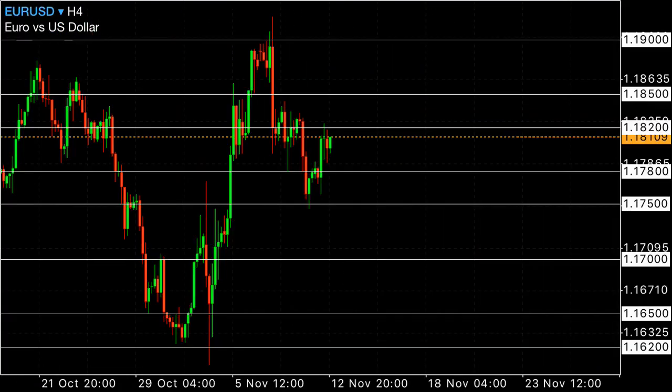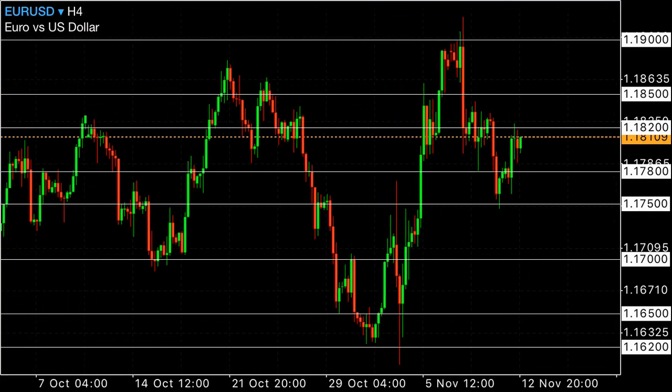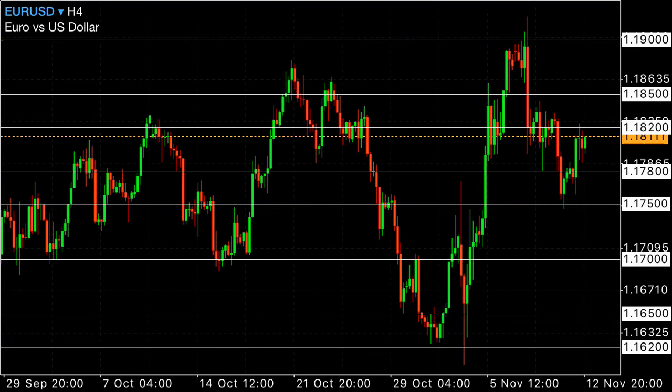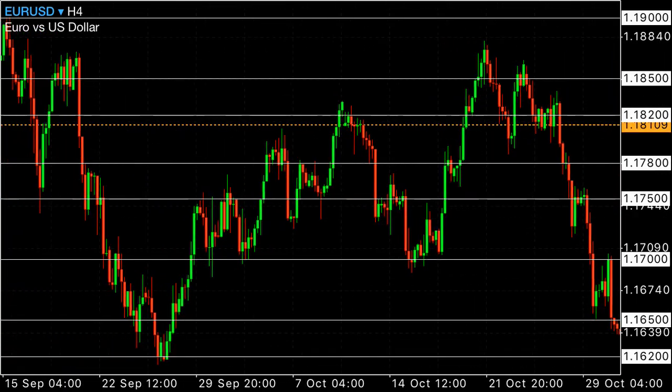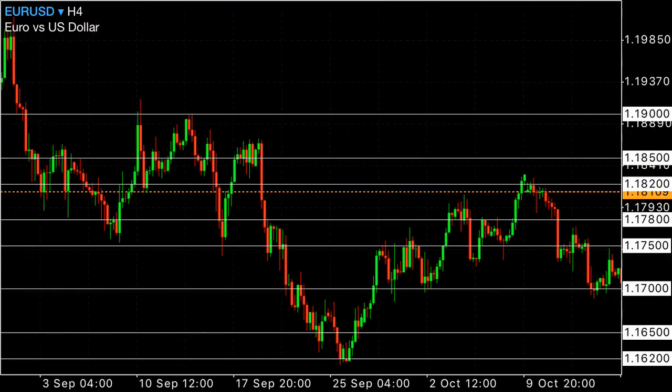Let's go to the higher time frame and see what we can see. You can see how price reacts to those levels also. This is just extra confirmation in your analysis.